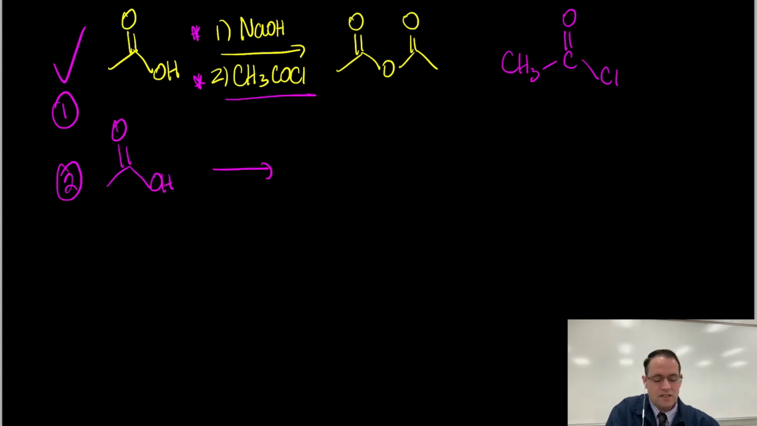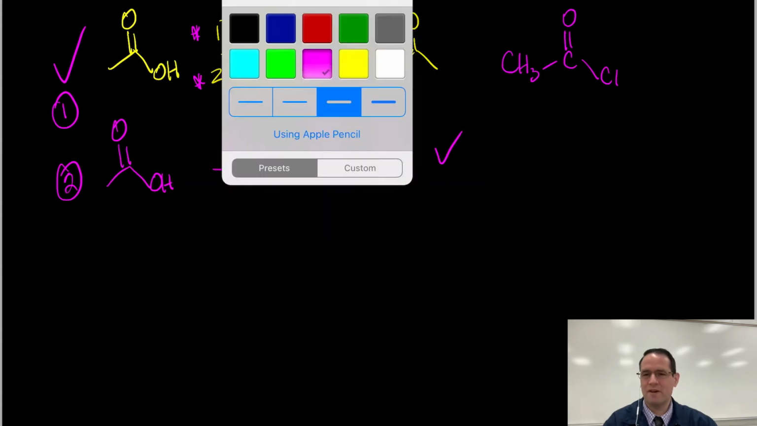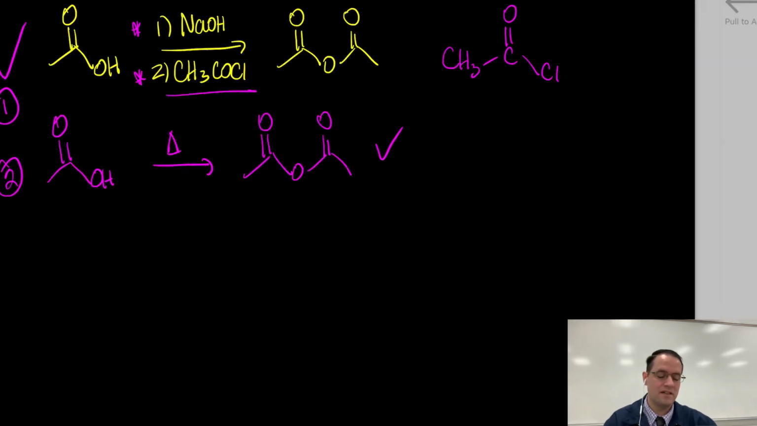If you take a carboxylic acid and you heat it up to extremely high temperatures, you will get the anhydride, okay? And that's not very applicable to the lab where we don't have access to these very high temperature and high pressure reaction vessels. Don't worry about the mechanism there.